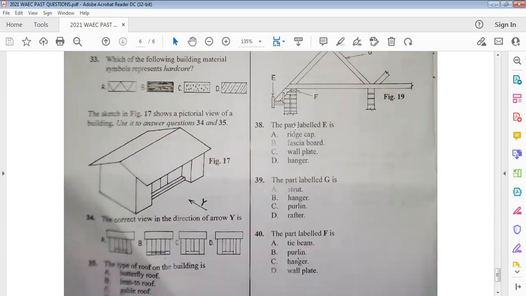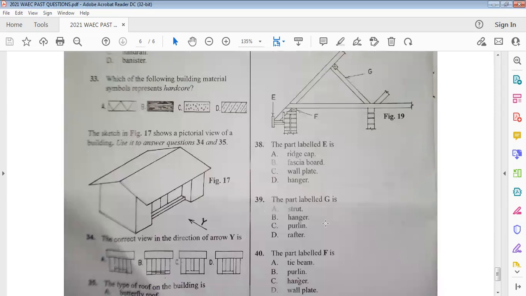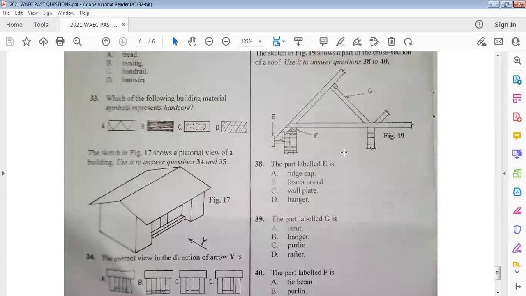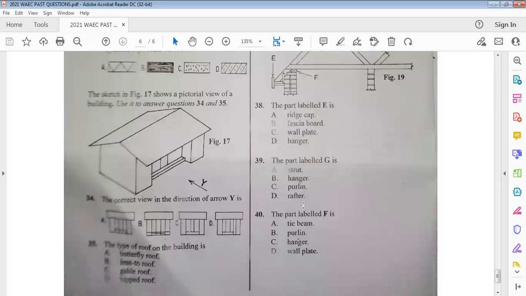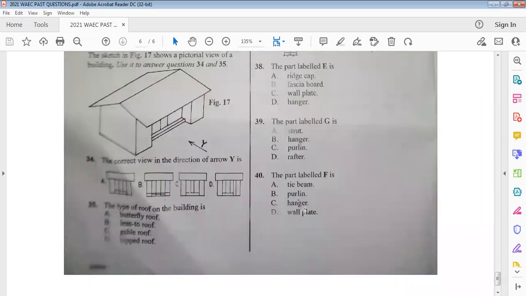And question 38 says that the part labeled E is fascia board. That is option B, fascia board. Then question 39, the part labeled G is known as strut. That is option A. Question 40, the part labeled F is known as wall plate. That is option D, wall plate.